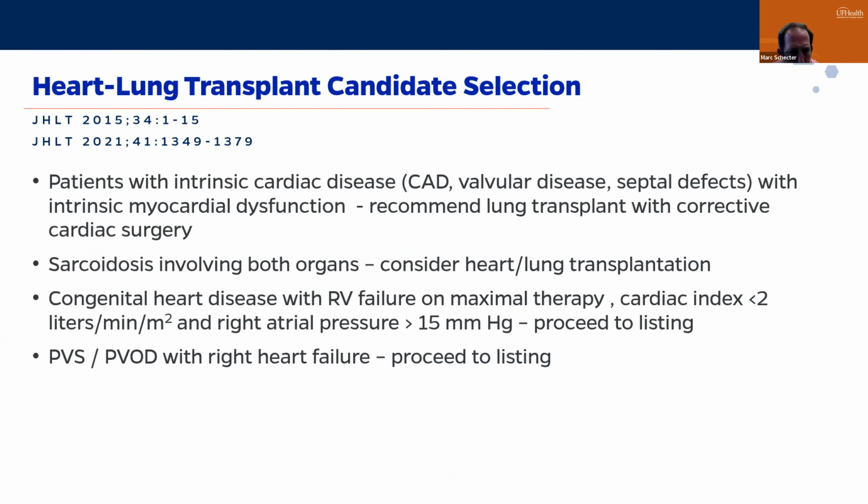Obviously, if you have sarcoid and you have involvement of both organs, then heart-lung transplant seems to be the path to go. And then in congenital heart disease with RV failure on maximal therapy and those with cardiac index less than 2 and a right atrial pressure greater than 15, you should really think about moving forward with heart-lung transplant as well. And then if you have pulmonary venous stenosis and PVOD and heart failure, considering moving towards heart-lung transplant is important as well.